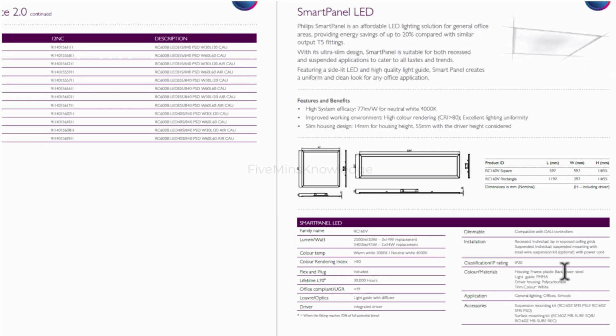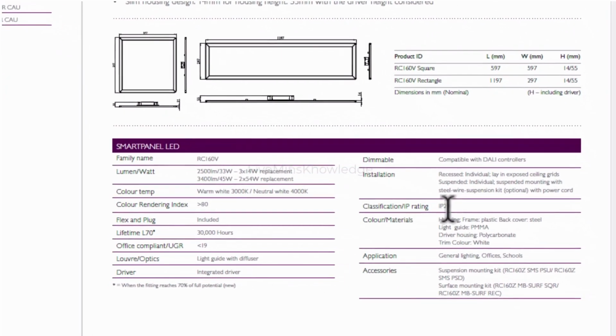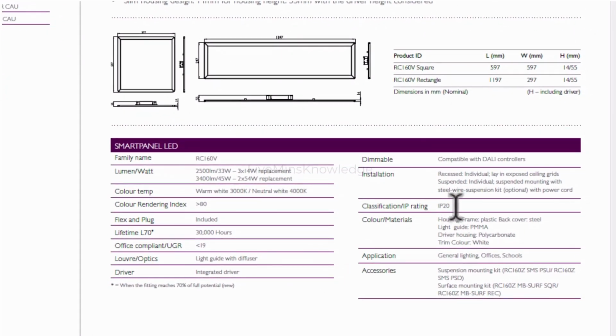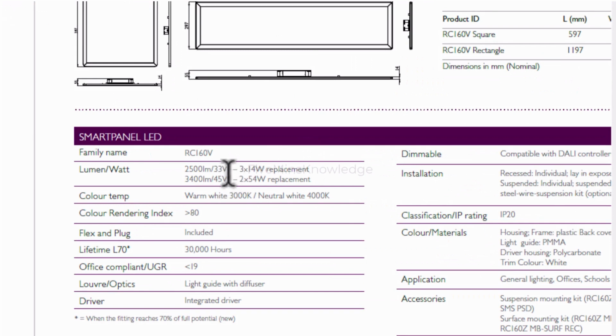So one condition matches. And the second condition, this is IP20. CRI value is more than 80. Color temperature is natural white 4000 Kelvin. So we can use this light. And its power capacity will be 45 watt, and its lumen value is 3400 lumens. This value is very much important, so remember this value.